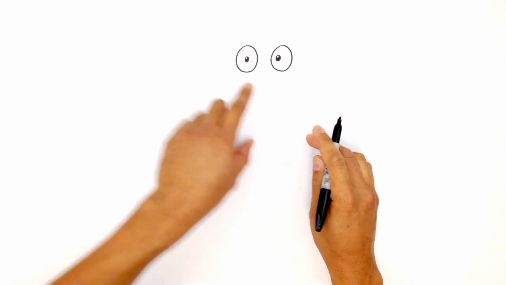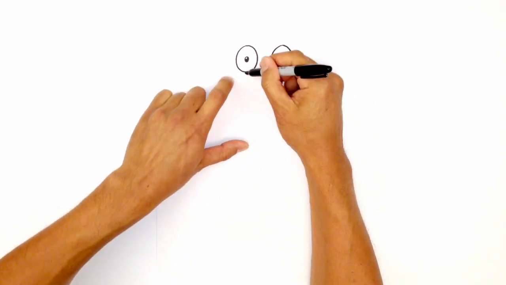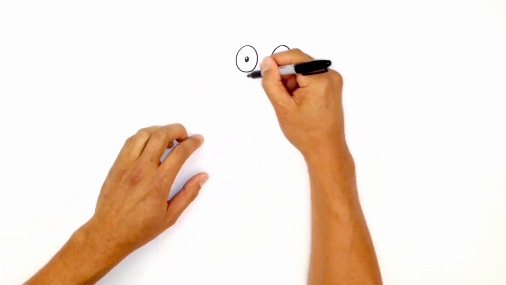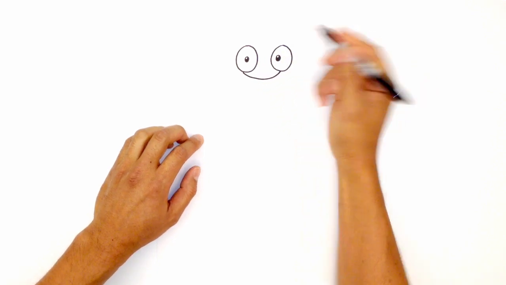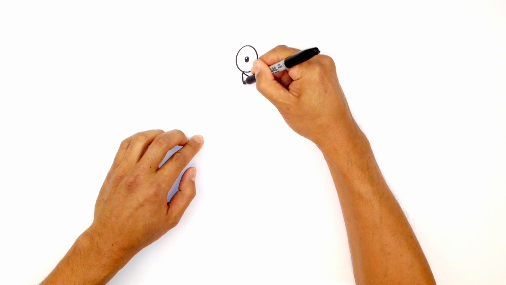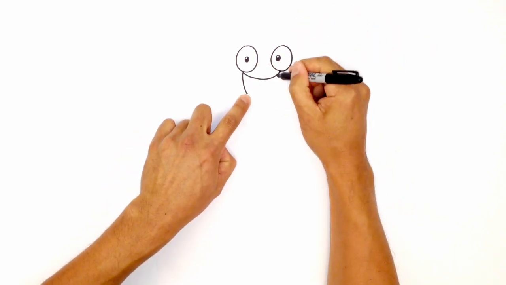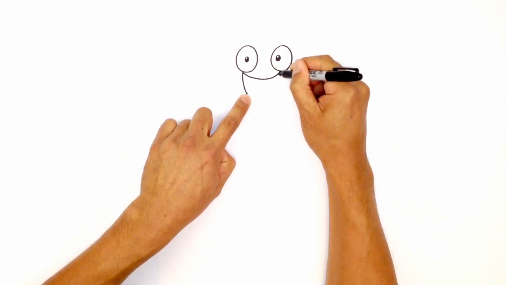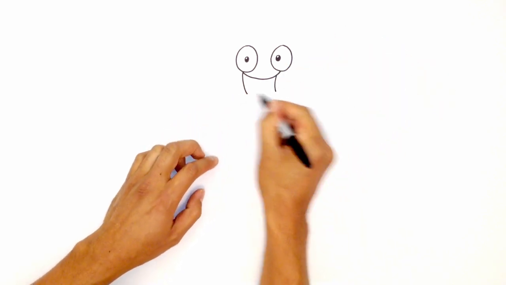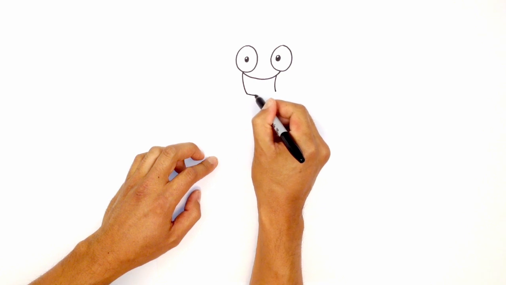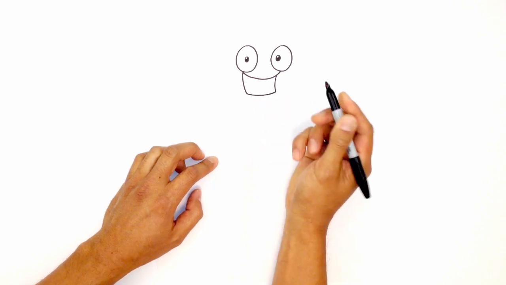From here, let's move into the mouth. So from the bottom of the left eye over to the bottom of the right eye, I'm going to draw a curve for the top of the mouth. From the end here, we're going to curve down to the bottom of the mouth. And then on the opposite side here on the right, we're going to step in a little bit and draw a curve to the bottom of the right side. We'll connect the two bottom lines with a curve that goes to the bottom for the bottom of the mouth.